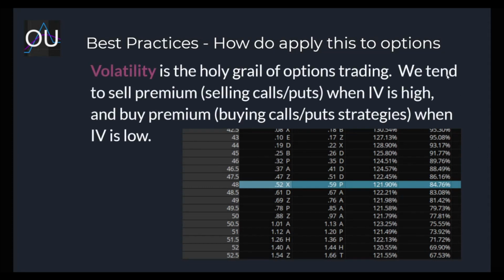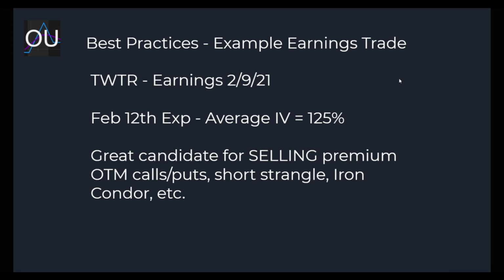So how do we apply this to options? Volatility, as we said, is really the holy grail of options trading. We tend to sell premium when IV is high, and we buy premium when IV is low. Here's an example on Twitter. Twitter has earnings on 2/9/21. It's next week. The February 12th expiration is in our next window. It's only 5 days out, and its average IV is 125%. So it's very elevated implied volatility. It actually happens to be a great setup for selling premium next week.